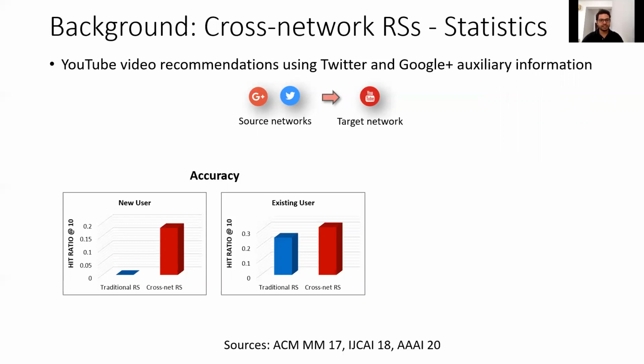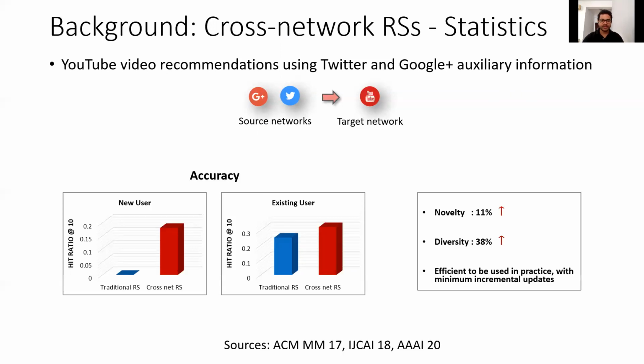For new users, traditional recommendation systems are unable to provide recommendations because their user profiles are basically empty. But cross-network recommendation systems utilize both Google Plus and Twitter to conduct recommendations on the YouTube site. And so the accuracy is quite high. And for existing users also, since they use additional information about users' preferences, they are able to provide recommendations with higher accuracies.